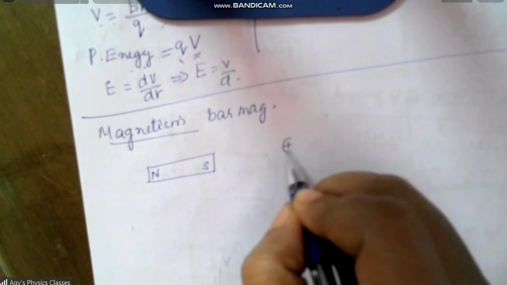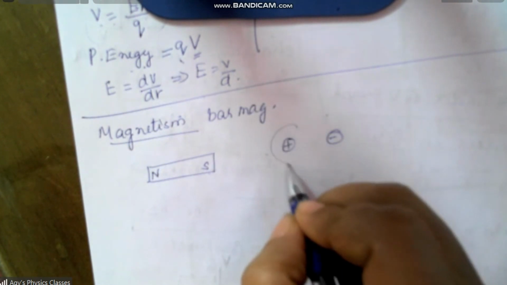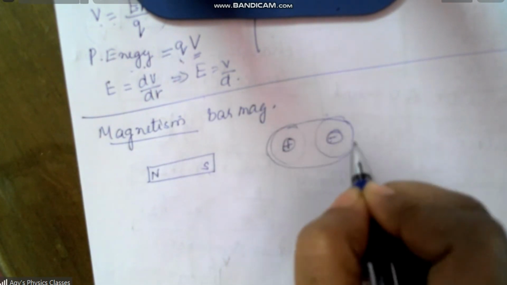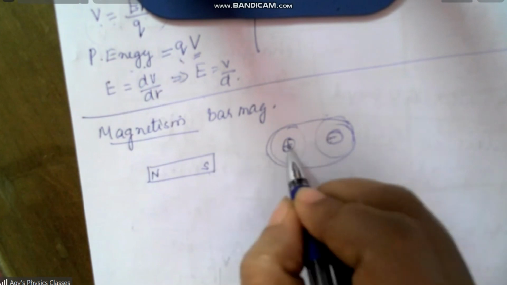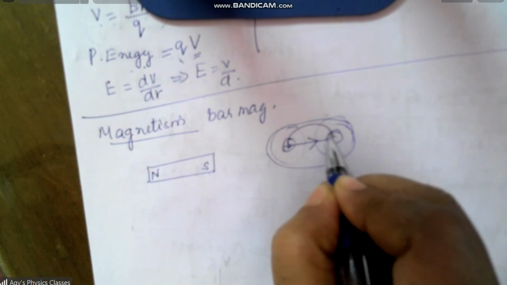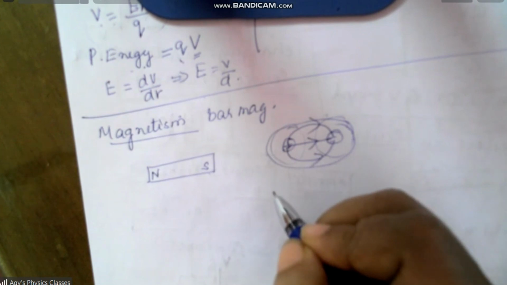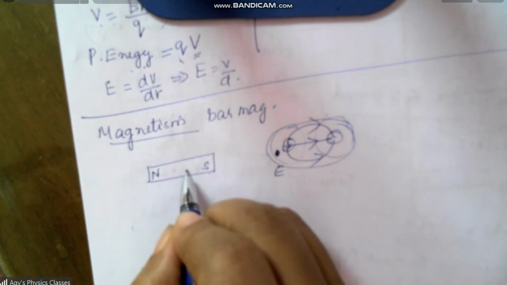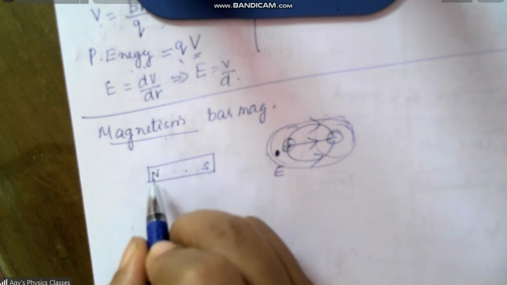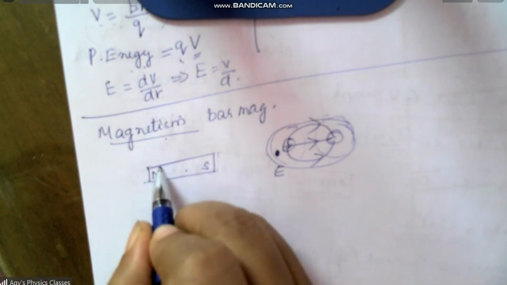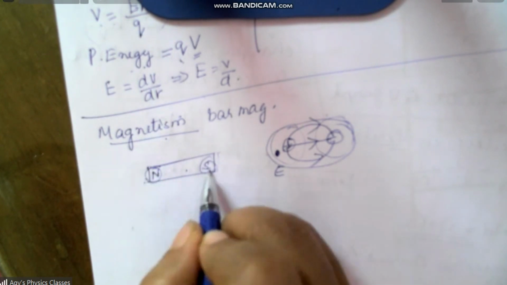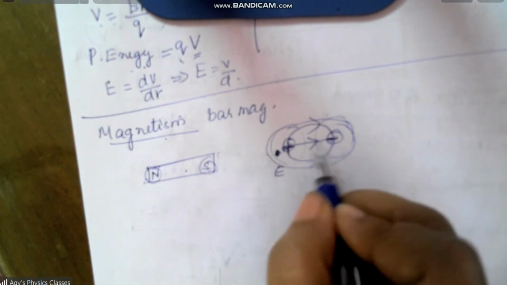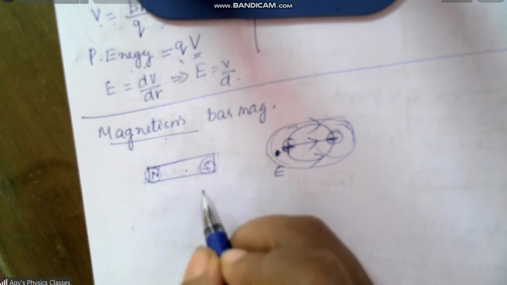Just like you have positive and negative charges, each charge has an electric field around it. If you place them closer, they have a combined electric field, and the electric field lines go from positive to negative. And the strength of the electric field at a point is E. Similarly, magnetism produced by bar magnets has north and south poles, two dipoles. Here you have positive and negative charges, called electric dipoles. They are called magnetic dipoles here.